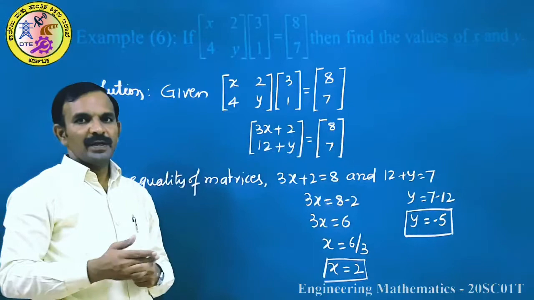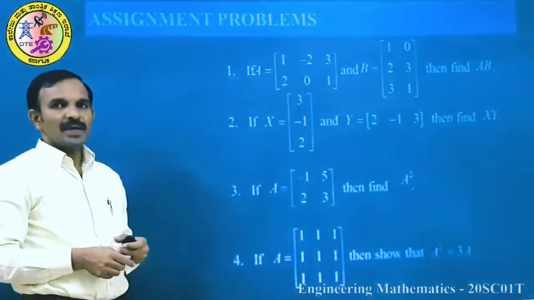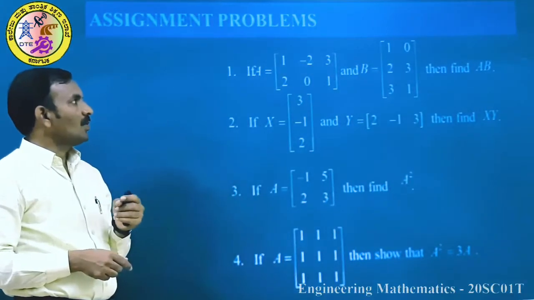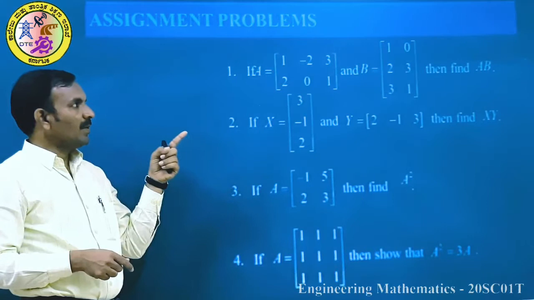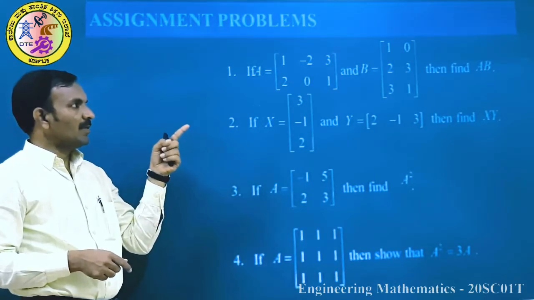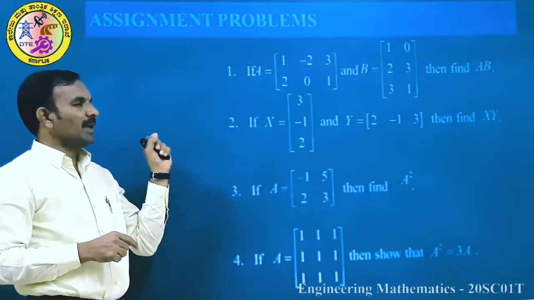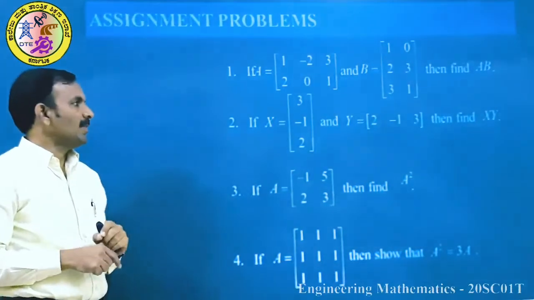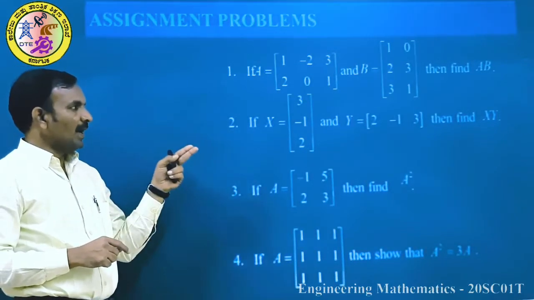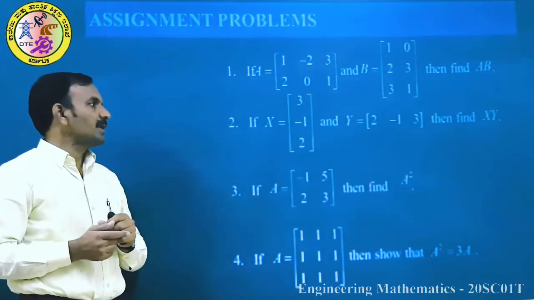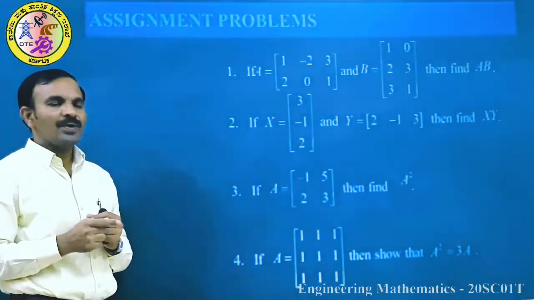Next we are going to see some assignment problems. The assignment problems are: if A equal to [1 -2 3; 2 0 1] and B equal to [1 0; 2 3; 3 1], then you have to find AB. In the first example, A is given, B is given, you have to find AB. In the second example, if x and y are given, you have to find x into y. Substitute the values of x and y, get the value of x into y.